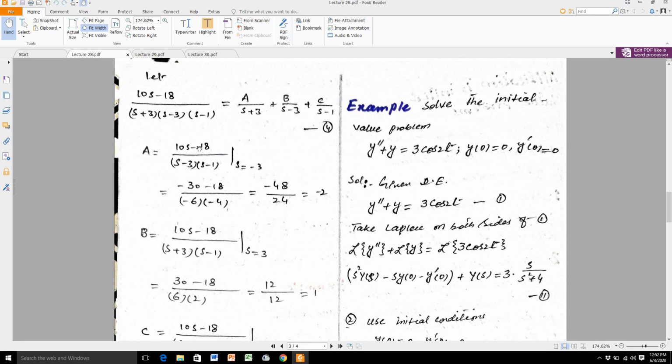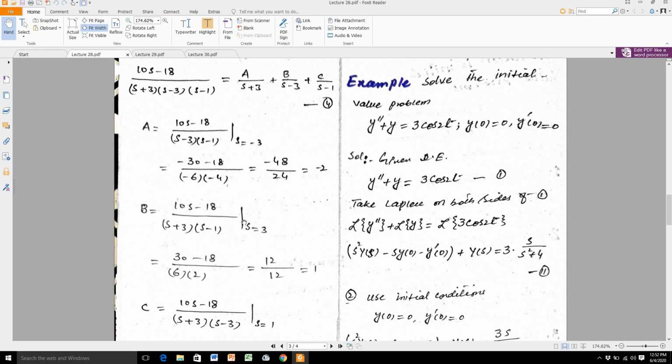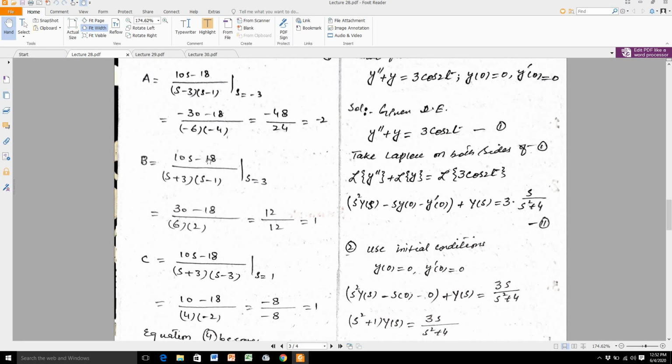So A is equal to 10s minus 18 over s minus 3 into s minus 1, and we check it at s is equal to minus 3. When we simplify this expression at s is equal to minus 3, the required answer is minus 48 over 24, which is equal to minus 2. Similarly, we find the value of B in this way: 10s minus 18 over s plus 3 into s minus 1, and check this expression at s is equal to 3. We get 30 minus 18 over 6 into 2, which is 12 over 12, equal to 1.